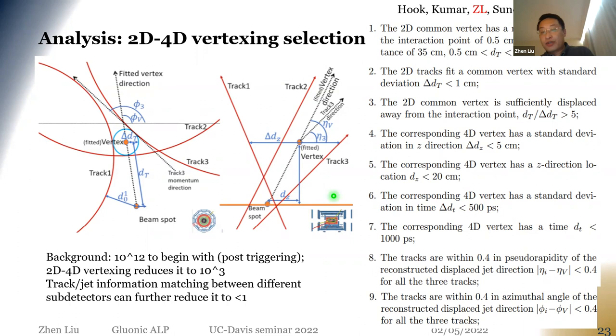Okay, but this post-trigger analysis really provides a big background suppression, because backgrounds are just random lines in my detector. It's really hard for them to be consistent in all four dimensions, plus matching other sub-detectors. You think the standard model background is not a problem, like the B meson decay or K meson decay?